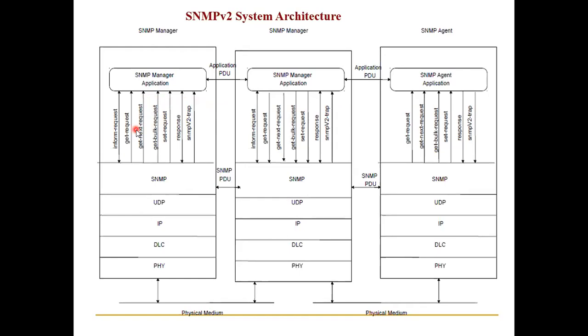If somebody has drawn the version 1 architecture, I had told you to draw it and I was waiting also. Can you tell me which are the messages that are new compared to version 1? Get request was there. Get next request also was there. Set request, response, and then trap. So these messages were there. Was anything else there? Any other messages in version 1? Yes.